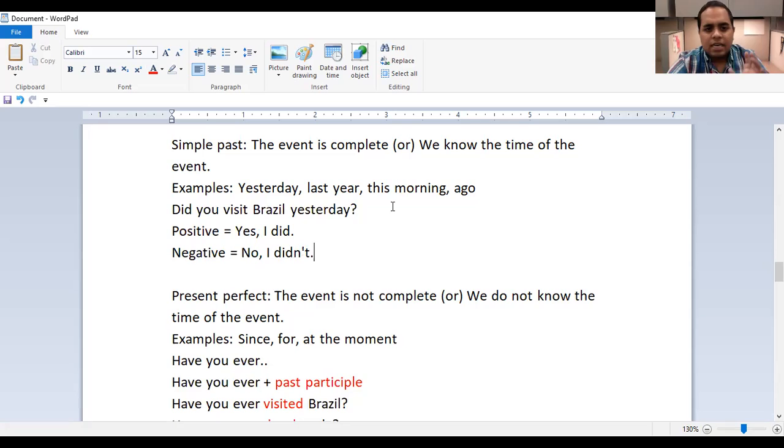Okay. So again, simple past, the event is complete, or we know the time of the event. Present perfect, the event is not complete, or we do not know the time of the event. The structure for simple past questions, you start with "did." The structure for present perfect questions is normally "have you ever."